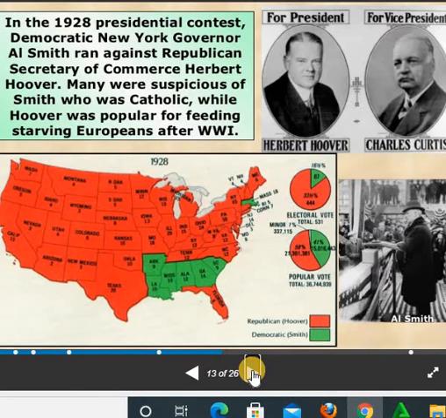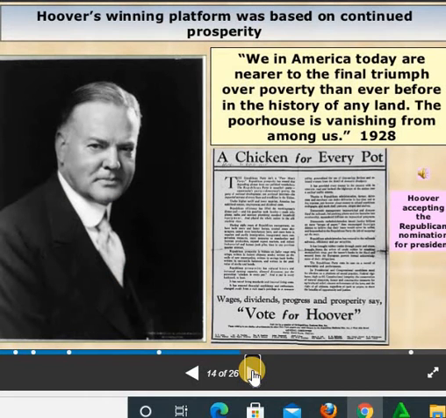In addition, the 1928 presidential contest, which was between Herbert Hoover and Charles Curtis, is also one of the causes of the Great Depression. This contest saw Herbert Hoover winning the elections. So when Herbert Hoover won the elections, he promised that he was going to maintain the prosperity and even promote it further in America during this time. But when he got into power, this is not what he did.